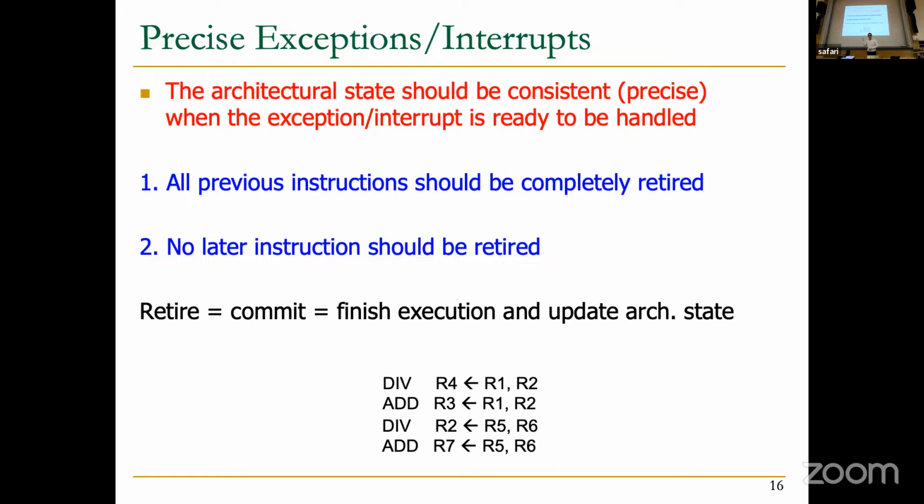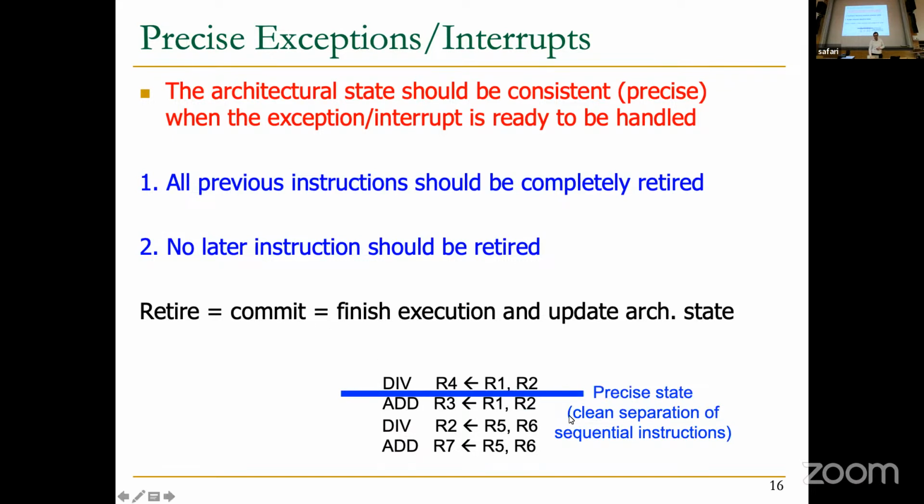So let's take a look at this example. You have a bunch of instructions. If you want to look at the precise state, if this divide, for example, is supposed to cause an exception, there should be a precise state over here, or if this add. Basically, you could draw this precise state between every instruction. This means that all instructions before the divide have finished and no instructions after the divide have finished. And then the exception at the divide can be handled.